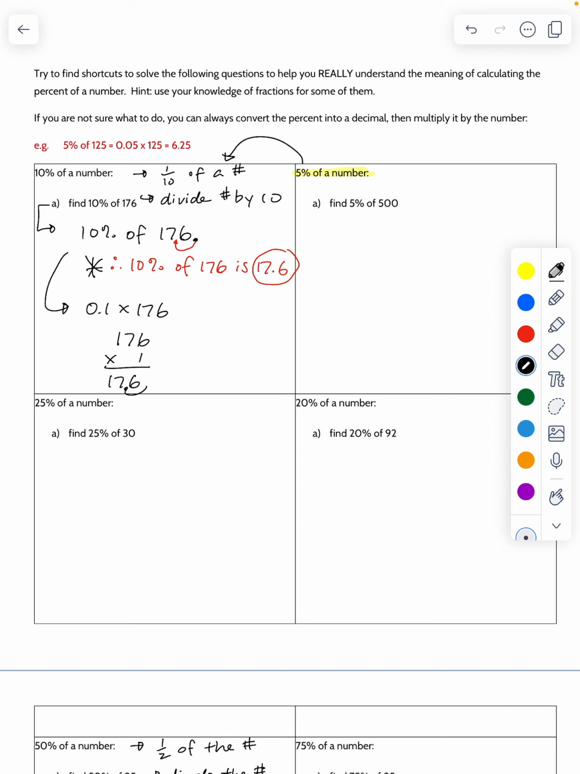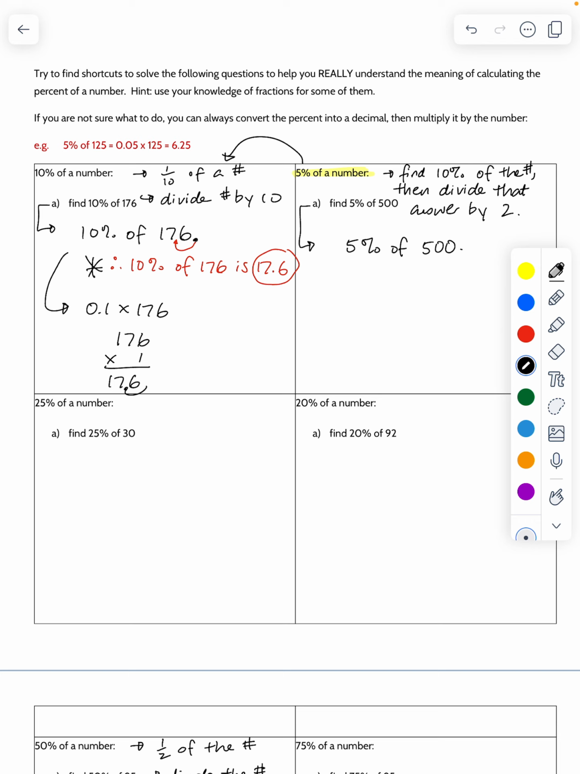So what we could do is find 10% of the number, then divide that answer by 2, since again, 5 is half of 10. So if we look at this example here, where we're finding 5% of 500. So 5% of 500. So it's going to be a very small amount.